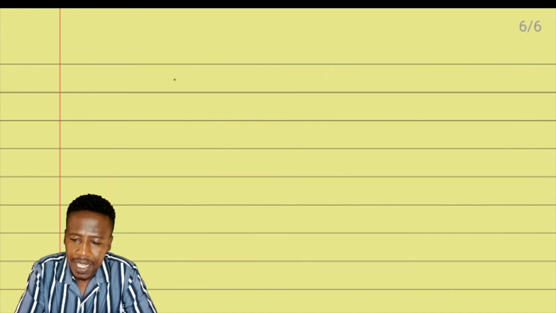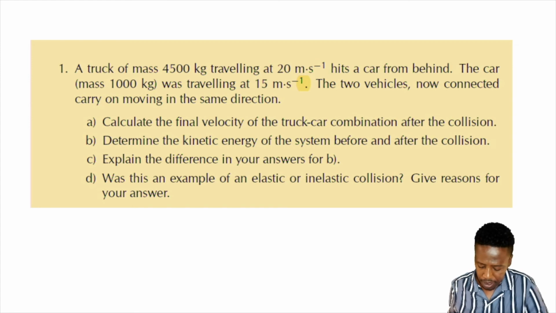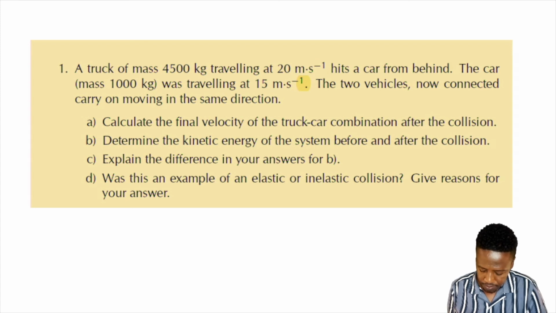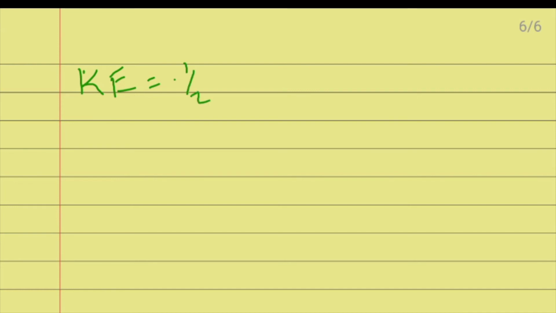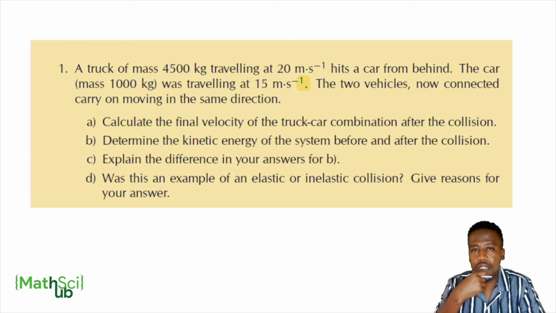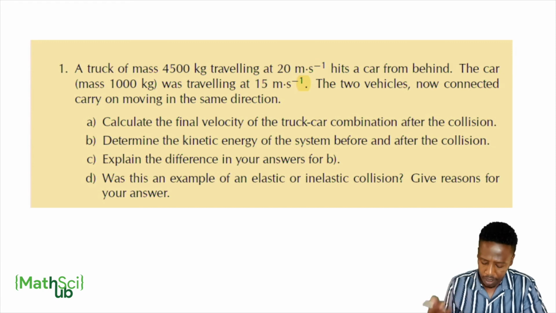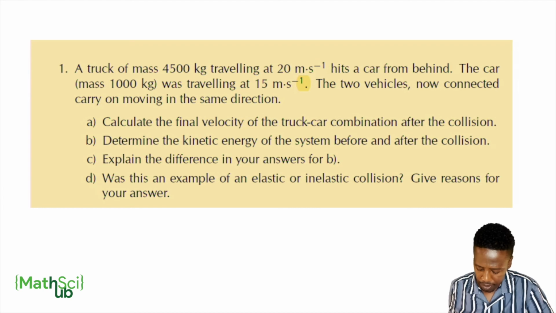Which says, determine the kinetic energy of the system before and after the collision. Now, remember, kinetic energy equals half mv squared. That's our kinetic energy. But now they want us to calculate it before and after the collision, so we're going to calculate them separately. We're going to calculate the kinetic energy of the truck, and then the kinetic energy of both the truck and the car. So let's quickly do that.